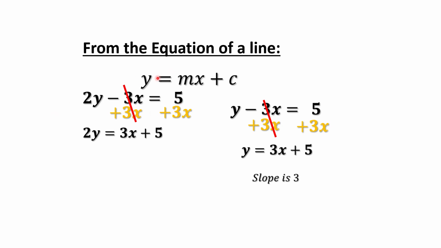It's not yet in this formula, so I'll divide everything by 2. The 2 cancels the 2, so on the left side I'll just have y. On this side I'll have 3 over 2 x plus 5 over 2. Now the gradient is what's in front of the x, so it's just 3 over 2. Again, slope and gradient is the same word.